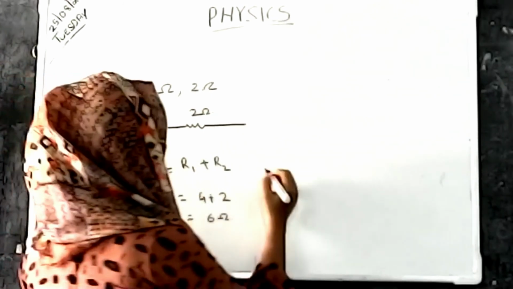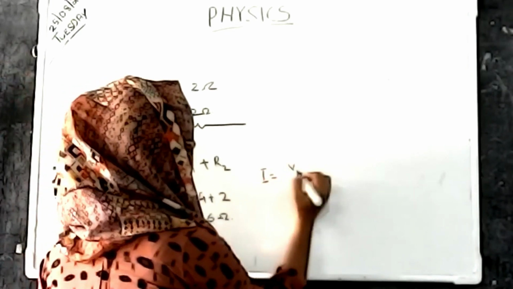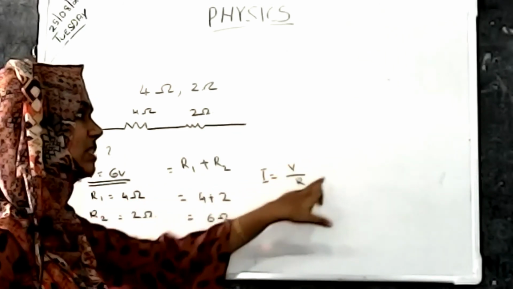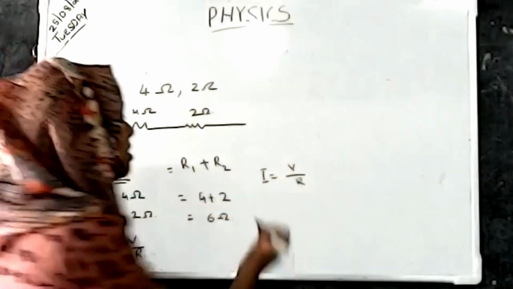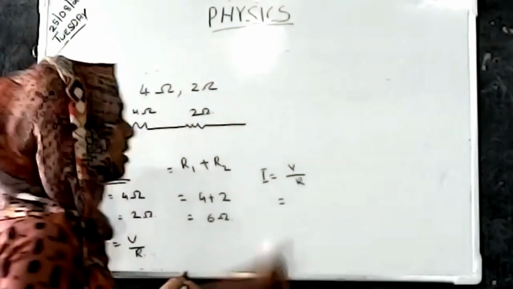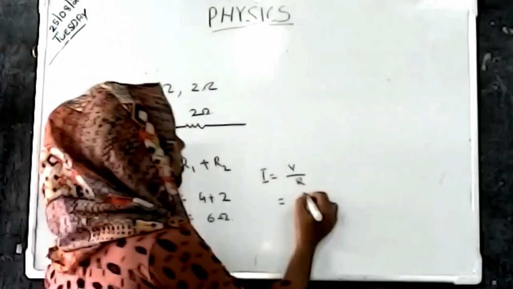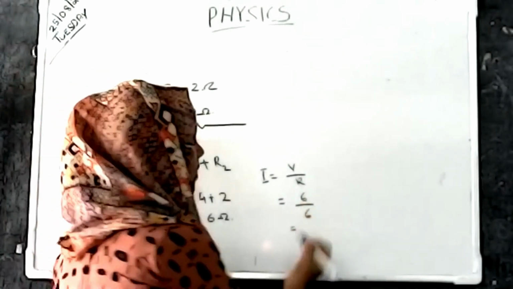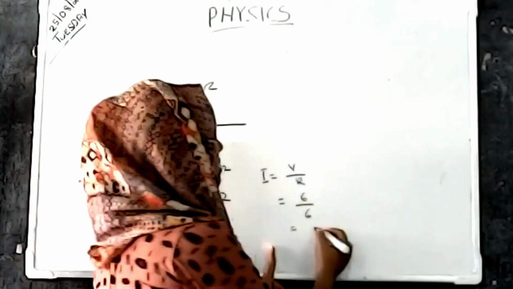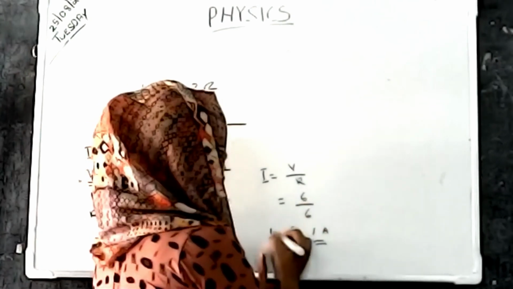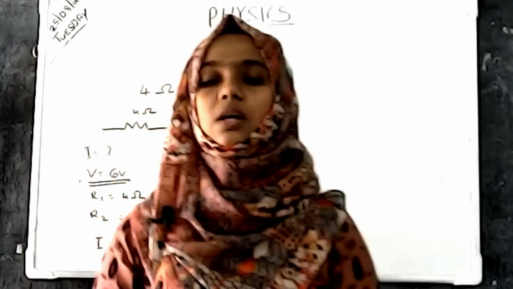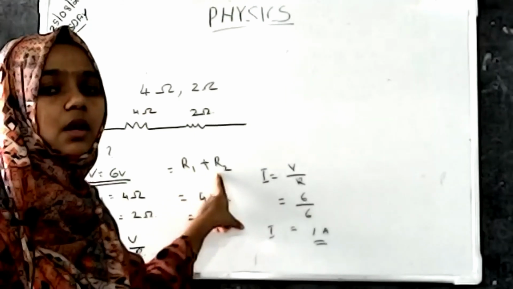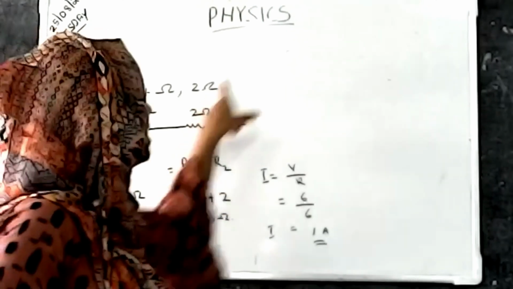So we get I is equal to V by R. From this equation, we know the potential difference and the total resistance of the circuit. Applying this, the potential difference is 6 volt and the resistance is 6 ohm. So we got 1 ampere as the current in this circuit. Here we use R1 plus R2 for finding the total resistance, because the connection is in series.